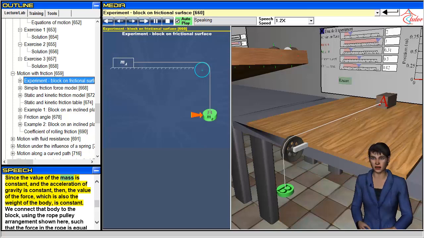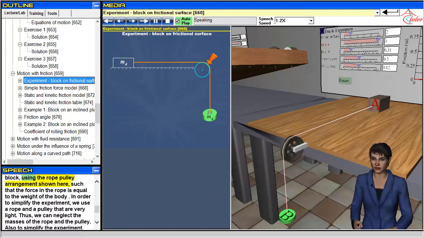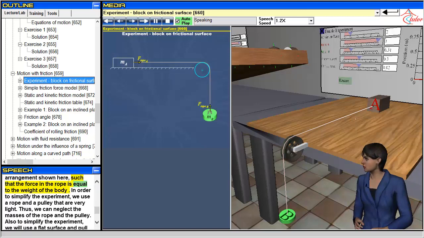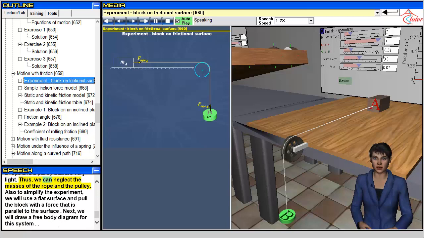Since the value of the mass is constant, and the acceleration of gravity is constant, the value of the force, which is also the weight of the body, is constant. We connect that body to the block, using the rope pulley arrangement shown here, such that the force in the rope is equal to the weight of the body. In order to simplify the experiment, we use a rope and a pulley that are very light. Thus, we can neglect the masses of the rope and the pulley.